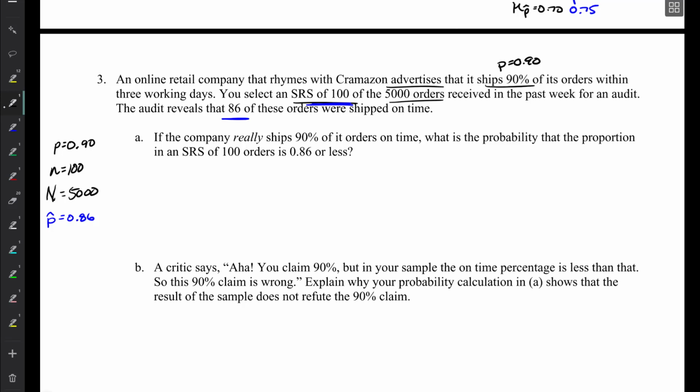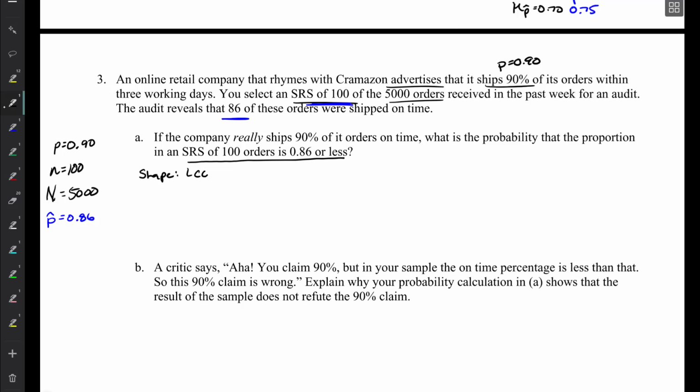If we want to find out what's the probability that we see a sample like this, where 86% of the 100 orders were not shipped or were shipped on time, then we need to describe the sampling distribution. We need to see, is it normal? What's the center? And what's the spread? So let's look at the shape. If we can't have a normal distribution, then we're kind of out of luck. We need to investigate other avenues.